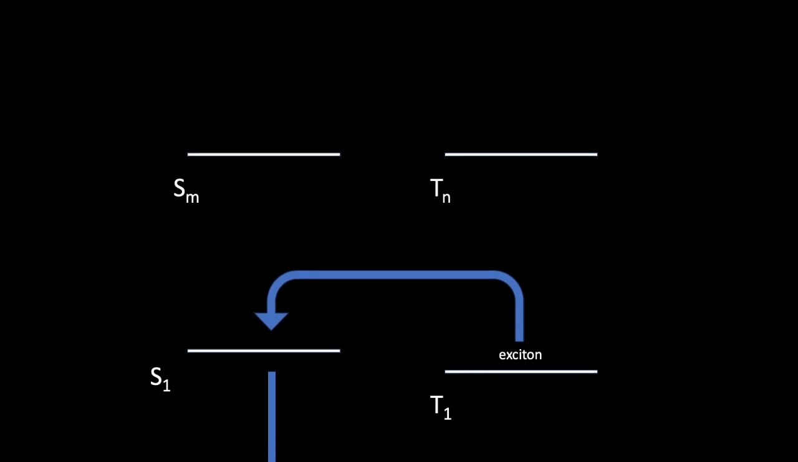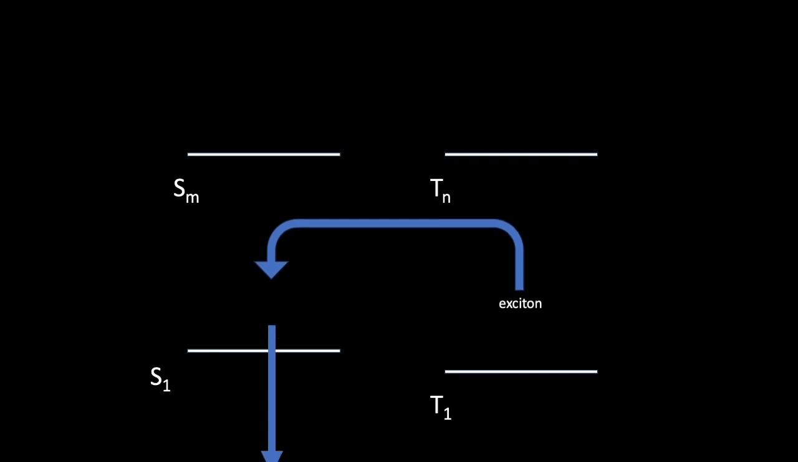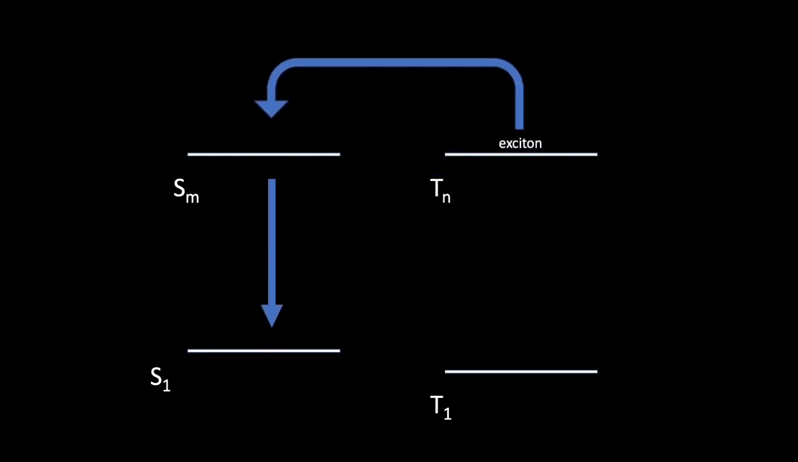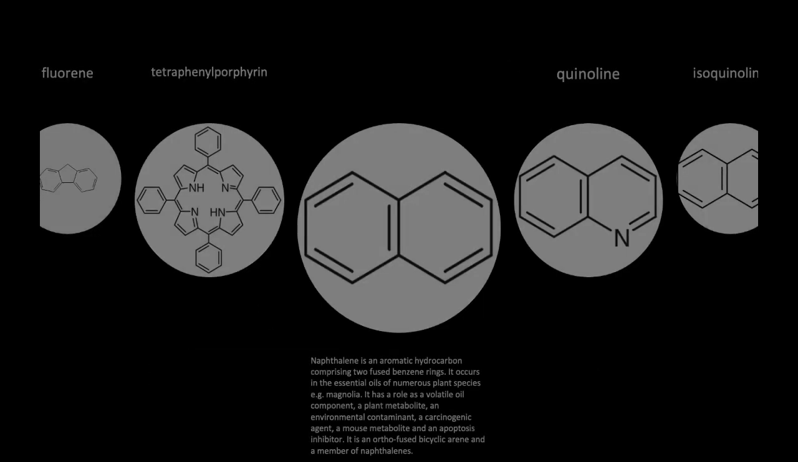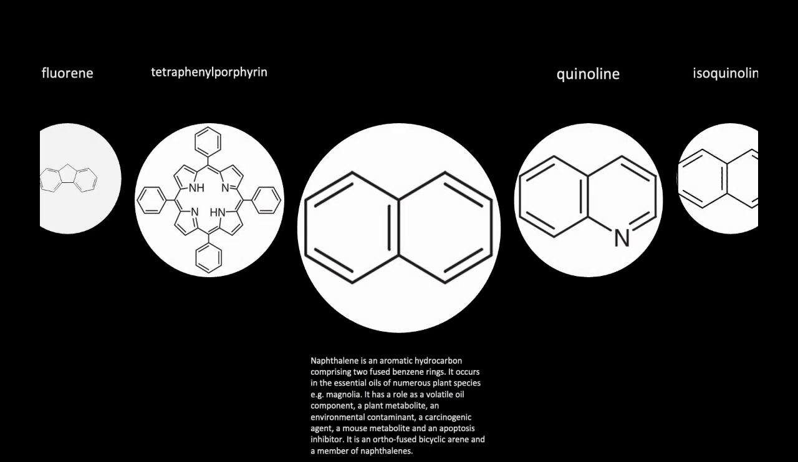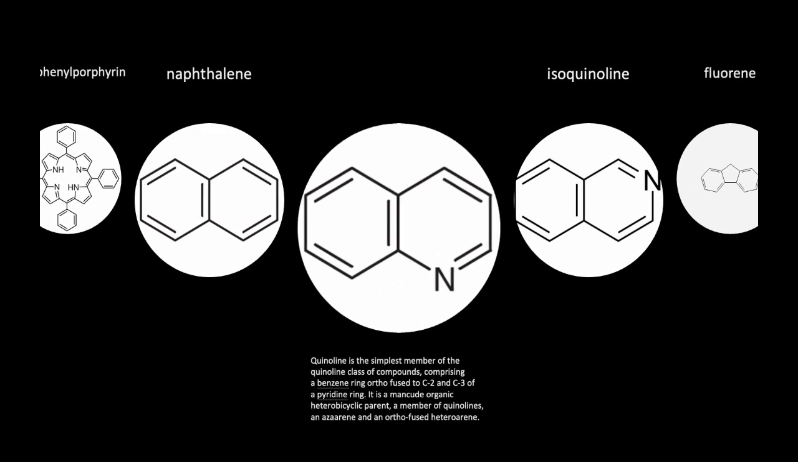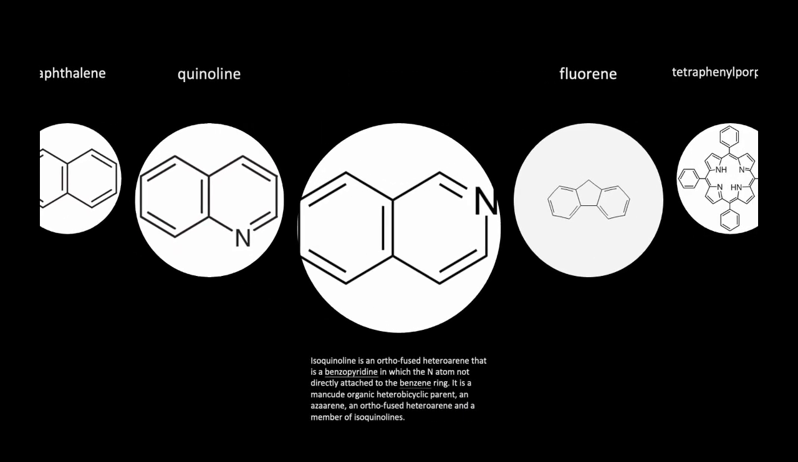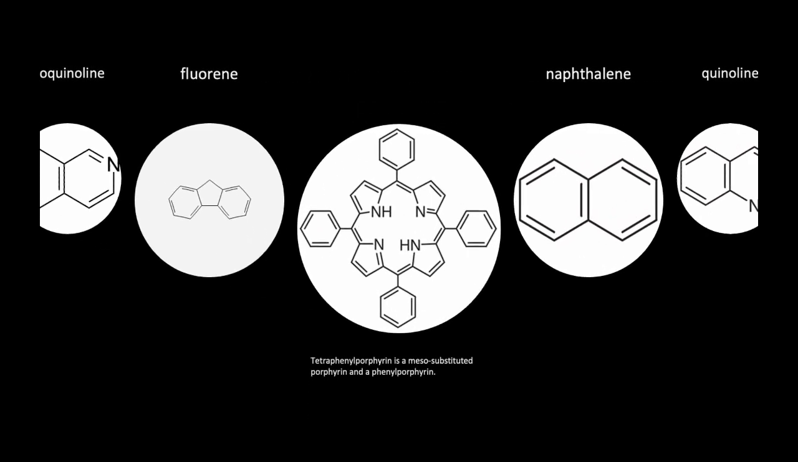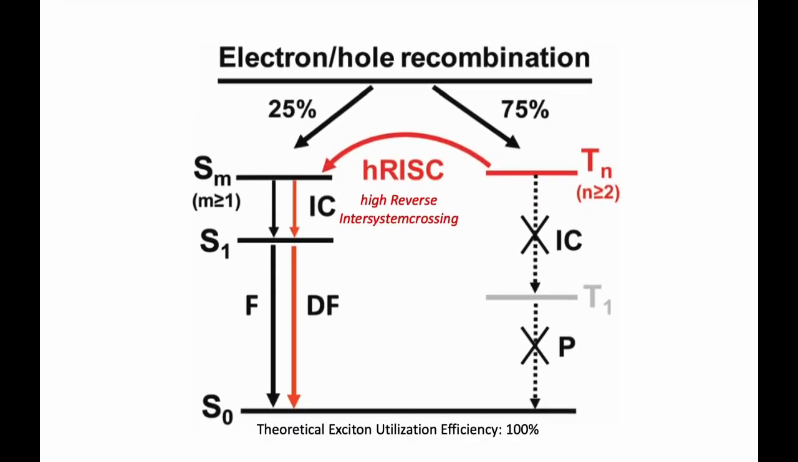In fact, the RISC process can occur not only between T1 and S1, but also between higher triplet states and singlet states. Early photophysical studies have confirmed that RISC from higher triplet states, high-RISC, exists in organic materials such as but not limited to naphthalene, quinoline, isoquinoline, fluorene, and tetraphenylporphyrin. However, these early reported compounds with the high-RISC process usually show low photoluminescence efficiency.